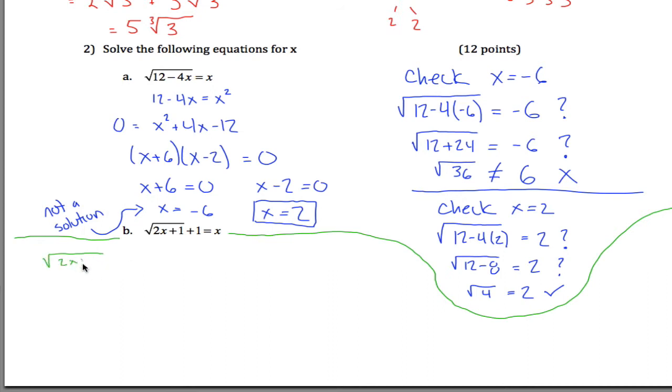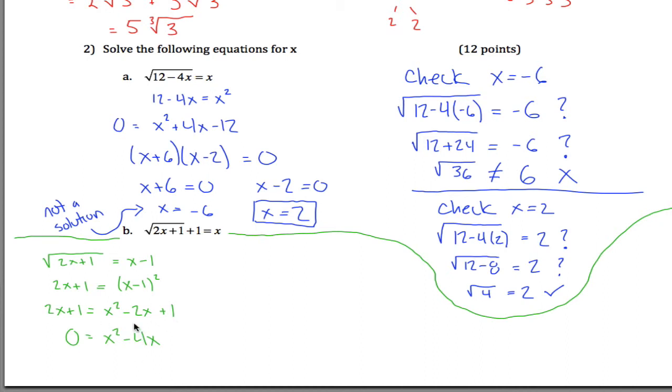The square root of 2x plus 1 is equal to x minus 1. Now I want to square both sides of the equation. 2x plus 1 equals x minus 1 squared. That's x minus 1 times x minus 1, which is x squared minus 2x plus 1. To solve this equation, we want to set it equal to 0. Subtract 2x from both sides, subtract 1 from both sides. You get x squared minus 4x plus 0. Get 0 equals x squared minus 4x.